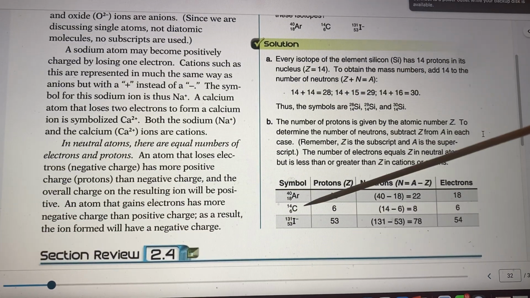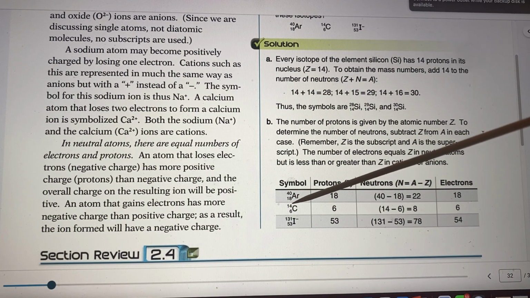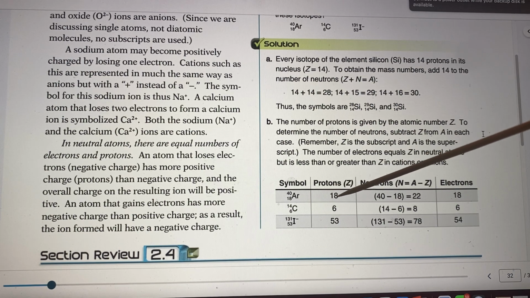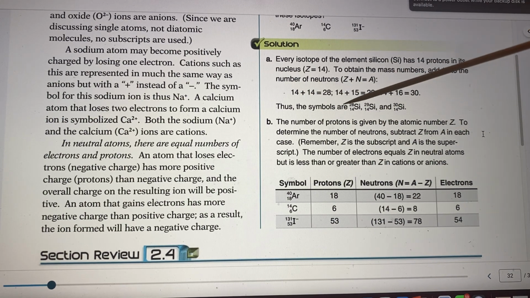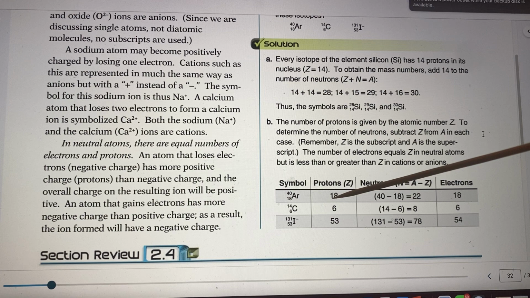Let's go down and show you better here. We have argon, 40 over 18. This bottom number is the number of protons, which makes it argon. The number of neutrons would be 40 minus 18, which is 22. So how many electrons will we have? Well, as you see, it's not positive or negative, so it has to have an equal number of protons and electrons, 18. So argon will have 18 protons and 18 electrons because it's neutral.